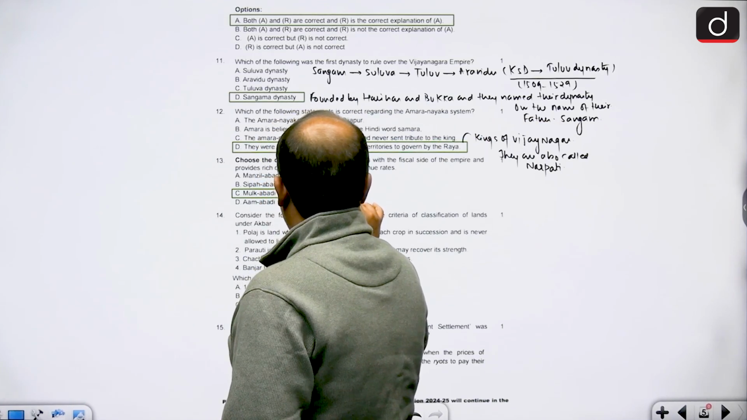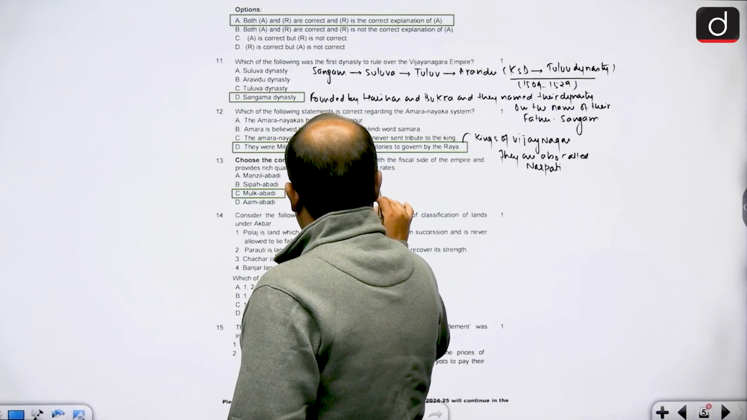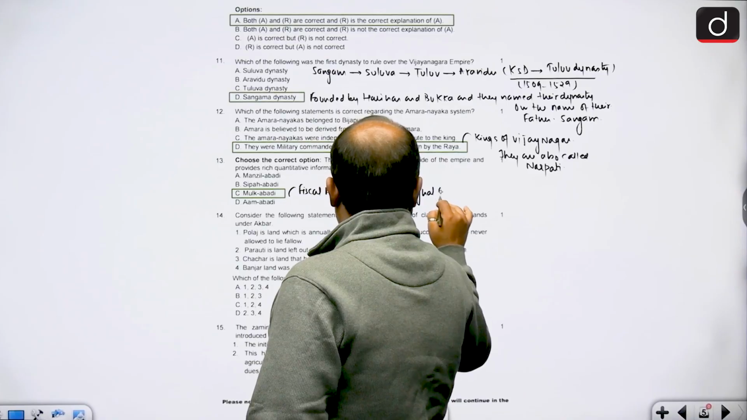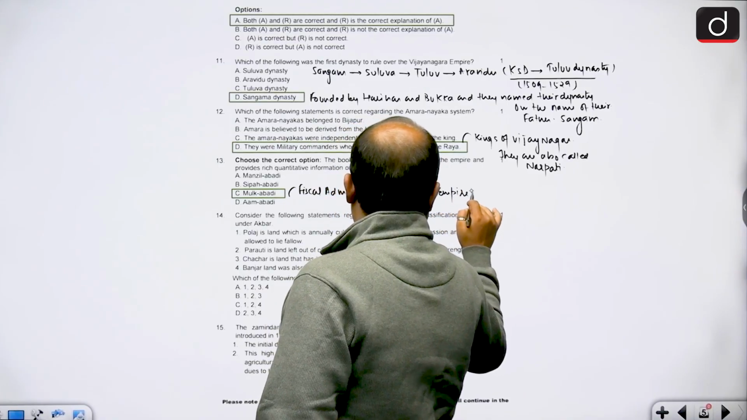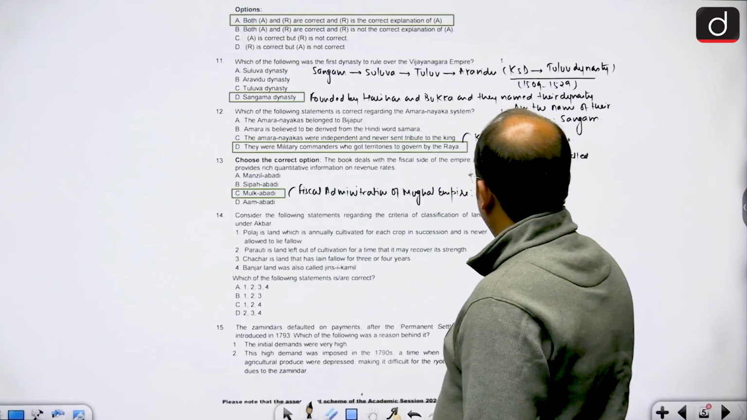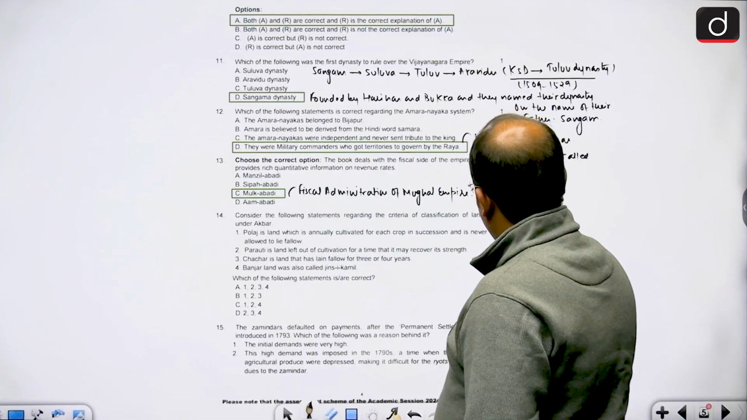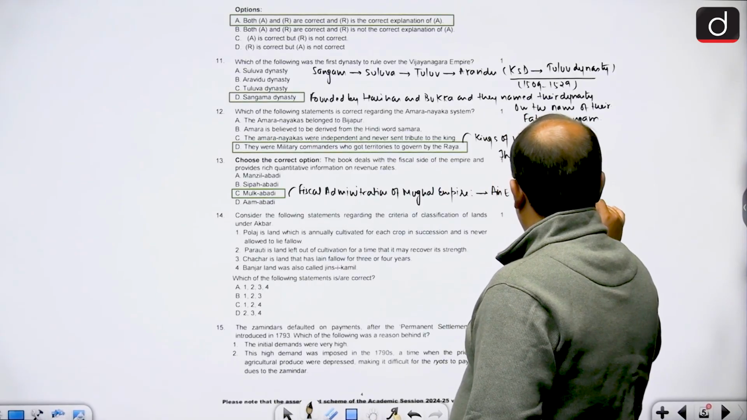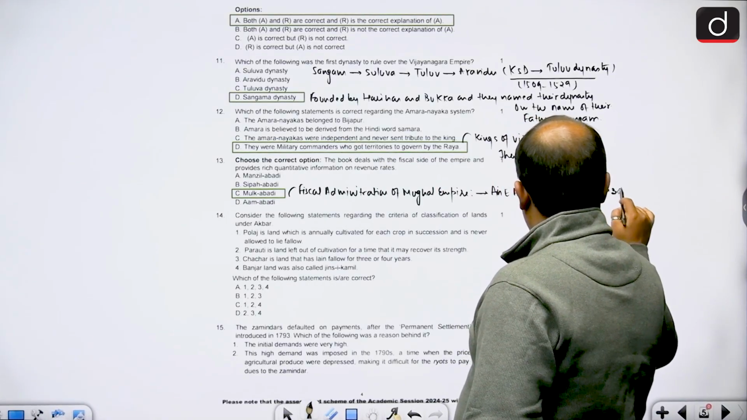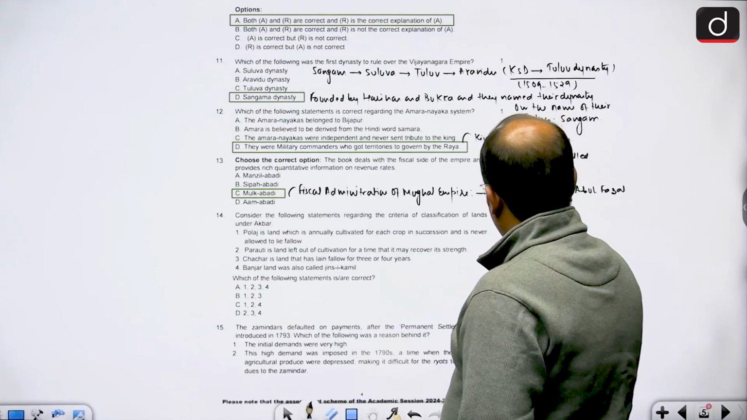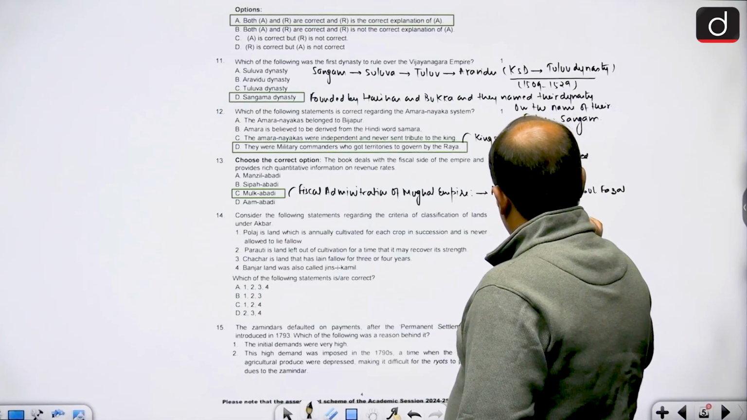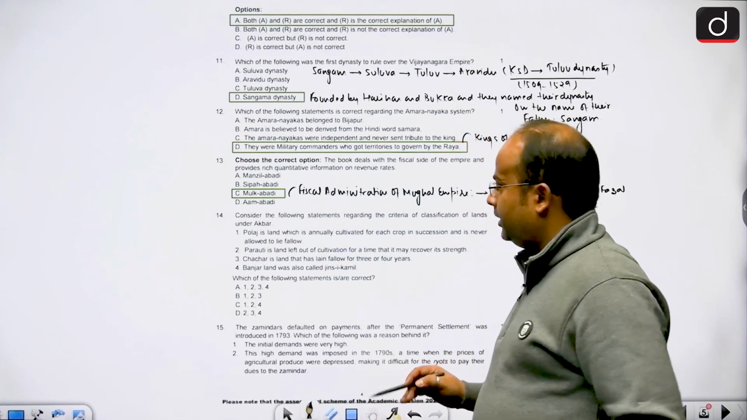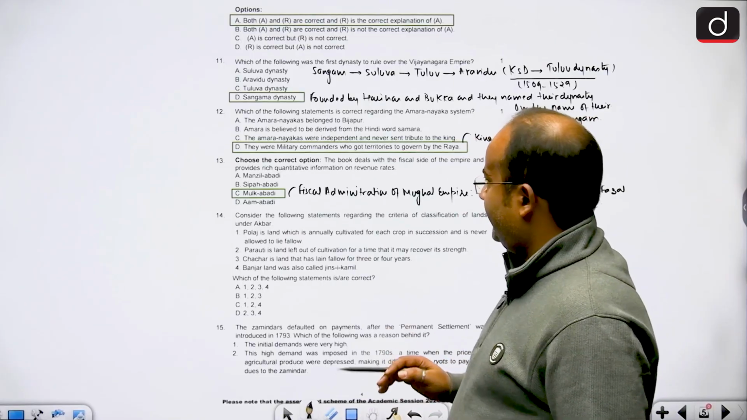Fiscal administration of Mughal Empire, and it is written in Aine Akbari, written by Abul Fazl in Persian language. So it is written in Persian language. Now come to the next question.